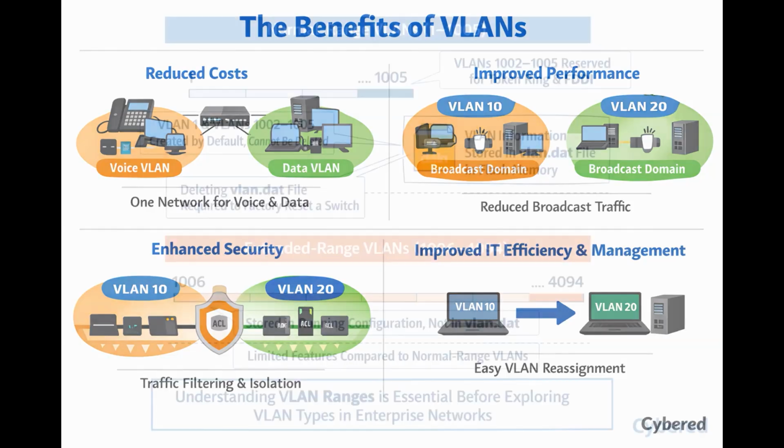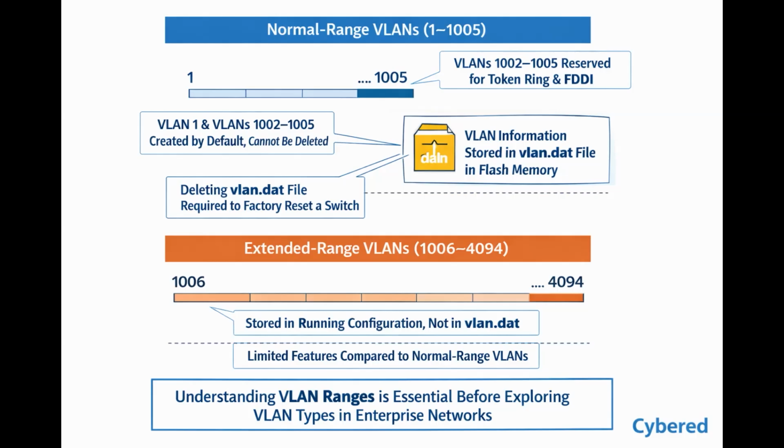VLANs are identified by numeric VLAN IDs, and Cisco switches support two VLAN ranges: normal range and extended range. VLAN IDs range from 1 to 1005. VLANs 1002 to 1005 are reserved for legacy Layer 2 technologies, such as Token Ring and FDDI. VLAN 1 and VLANs 1002 to 1005 are created automatically and cannot be deleted. VLAN information is stored in the vlan.dat file located in flash memory. When factory resetting a switch, the vlan.dat file must be deleted to remove VLAN configurations.